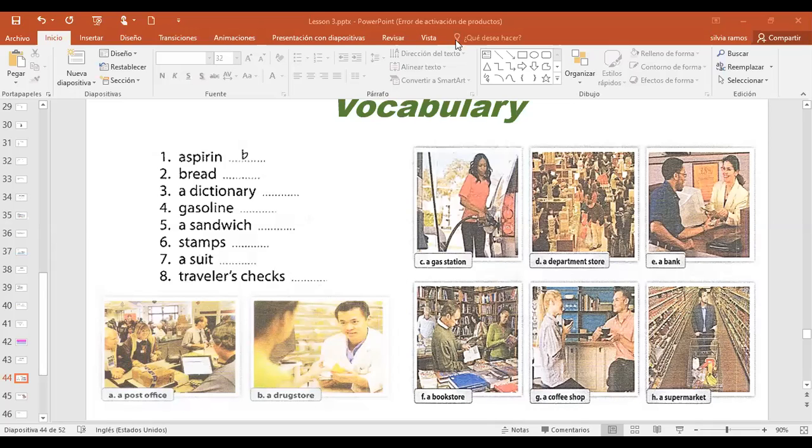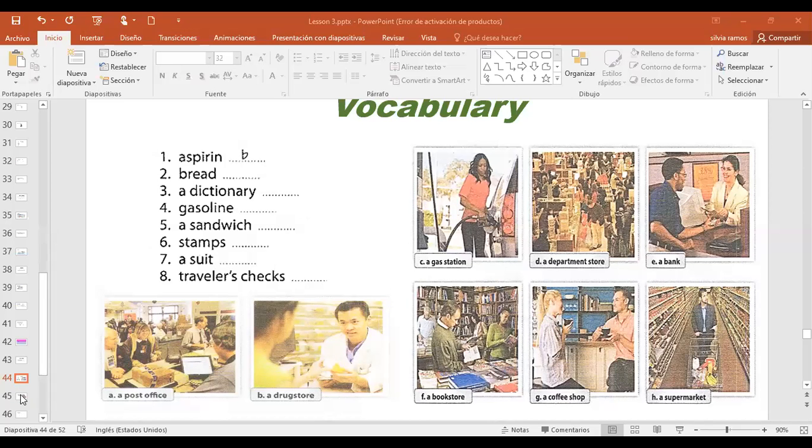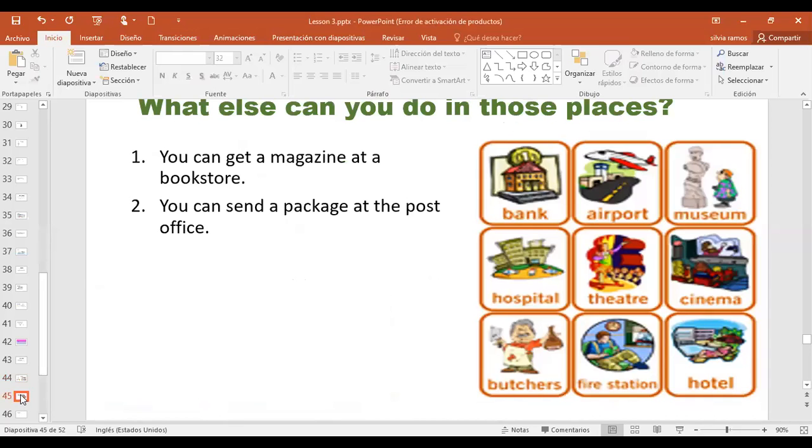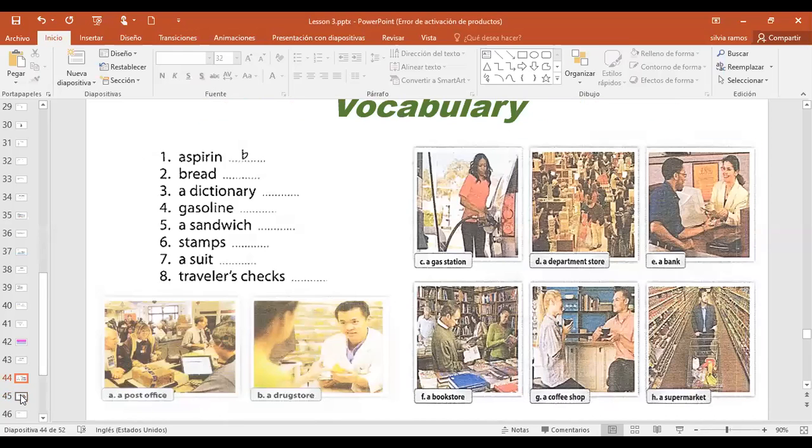So guys, this is the vocabulary that we're going to practice. Tomorrow is Thursday, the last day, and we have more activities to do with these places. I need you to finish the vocabulary, section three, so we have more practice here in class.